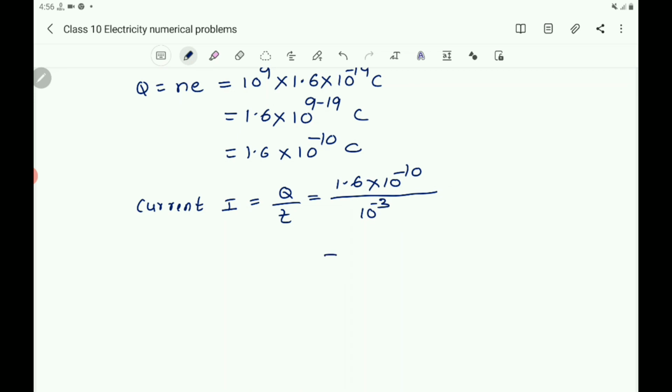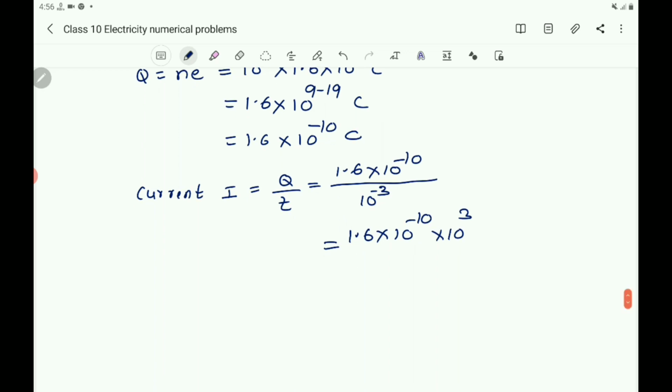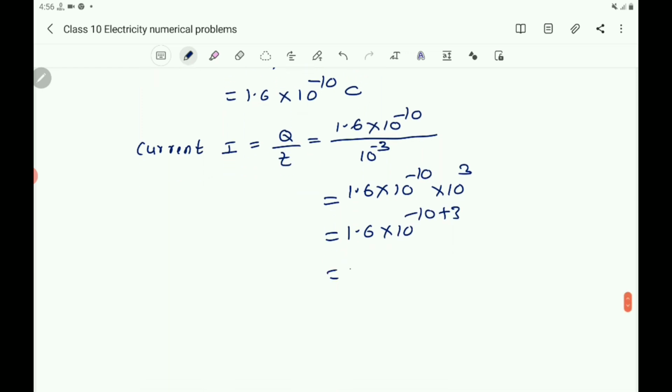That equals, here you can take 1.6 into 10 power minus 10, and if you transfer this to the numerator, it becomes 10 power 3. So it is 1.6 into 10 power minus 10 plus 3. You will get 1.6 into 10 power minus 7 amperes.